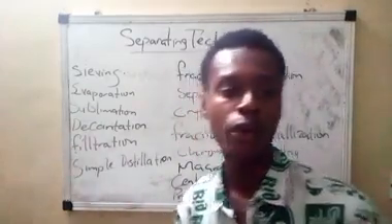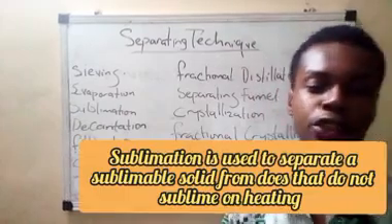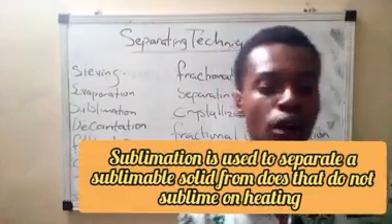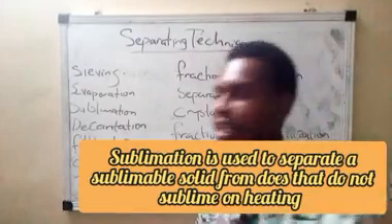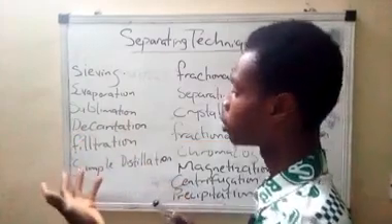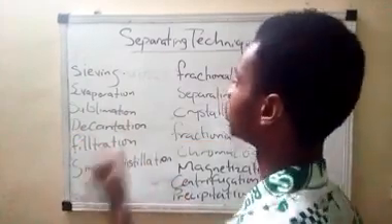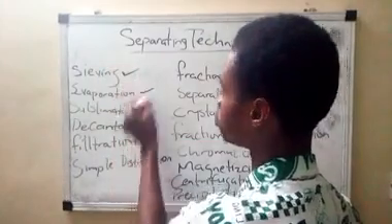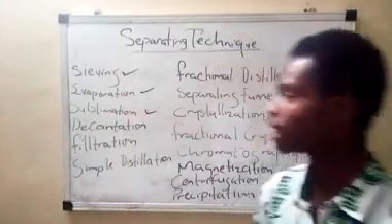So we'll go into sublimation. It is used to separate sublimable solids from those that do not sublime. Are you getting me? This is used to separate sublimable solids from those that do not sublime. So we have explained 1, 2 and 3. The next one is decantation.